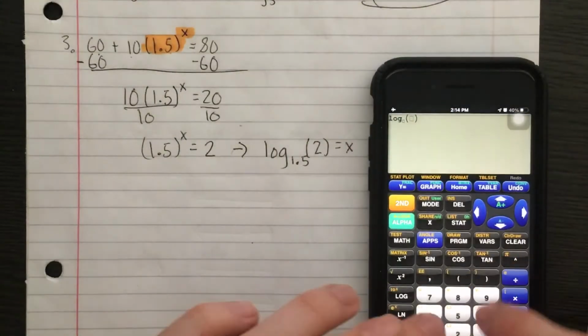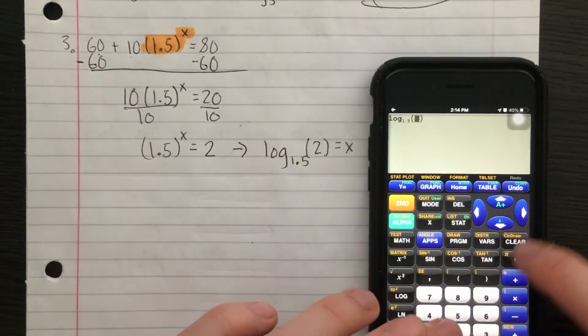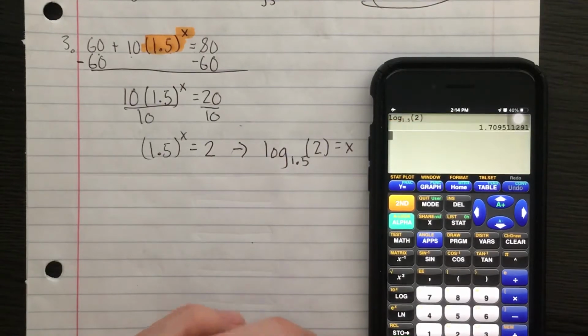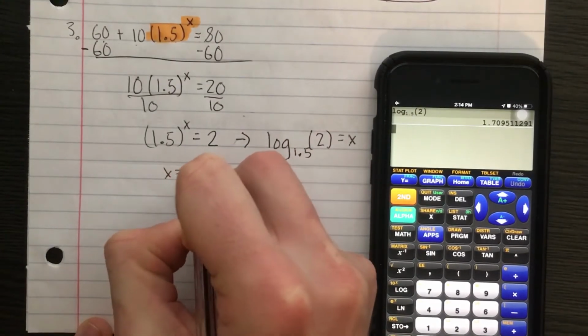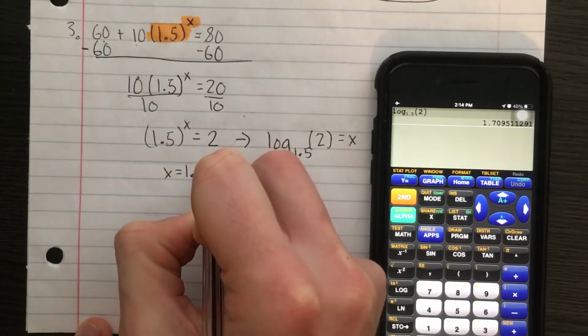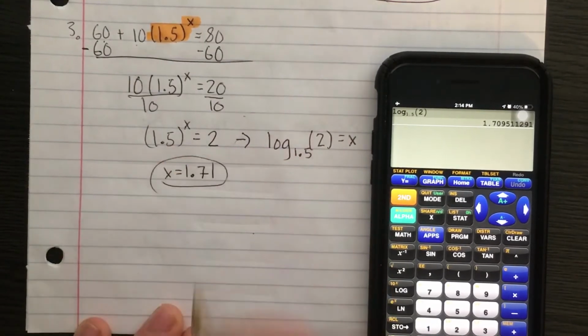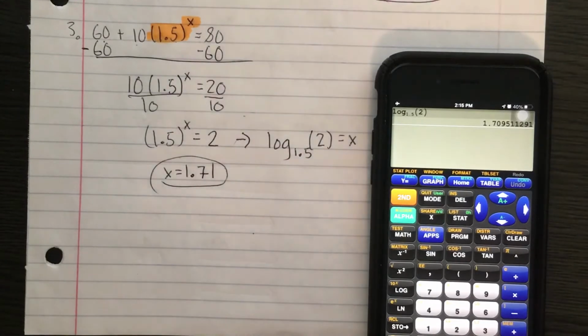I'm going to go to log base 1.5 to the 2. And the exponent that's going to make that work is 1.71, if we round that to 3 sig figs right there.